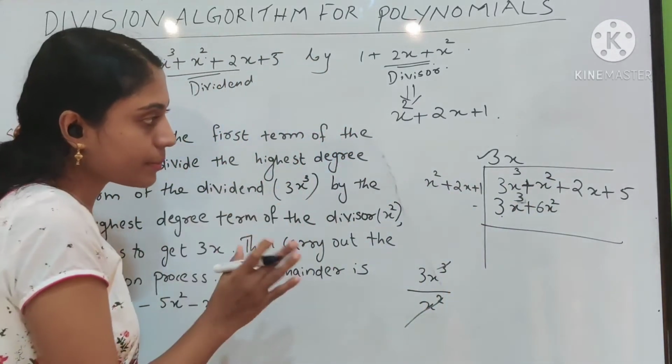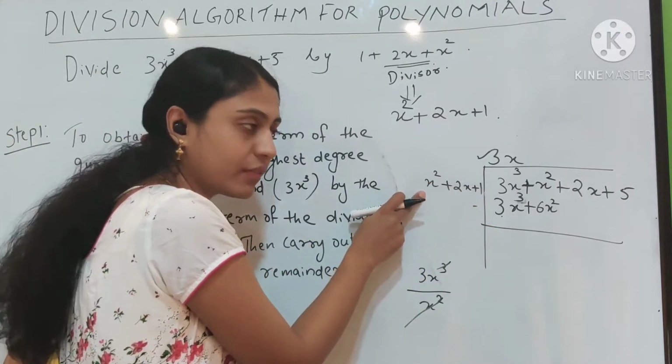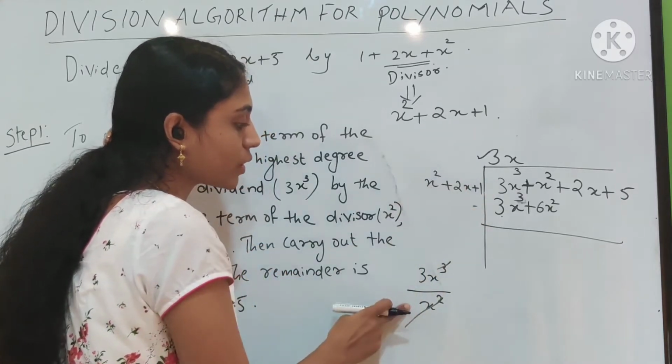Understood? So the first step is taking the first term of the dividend, 3x cube, and the first term of the divisor, x square. Divide 3x cube by x square so as to get 3x.